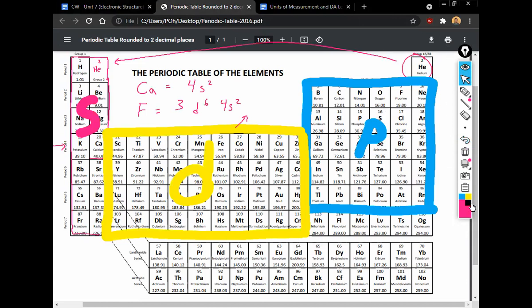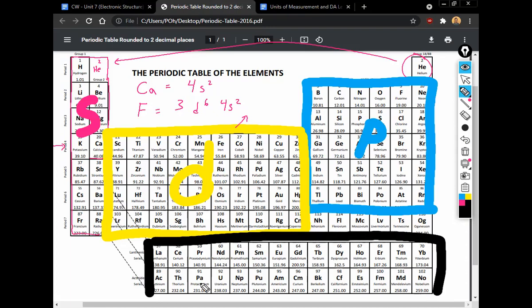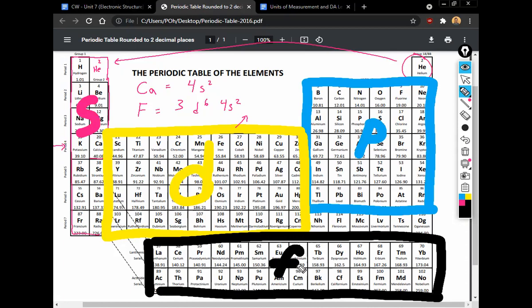Okay, and then the last one, you're not going to see this very often ever, and it's going to be the F subshell. The F subshell are these guys on the very, very bottom. You are very rarely, if ever, going to see these. But that's how you count for the F subshells.